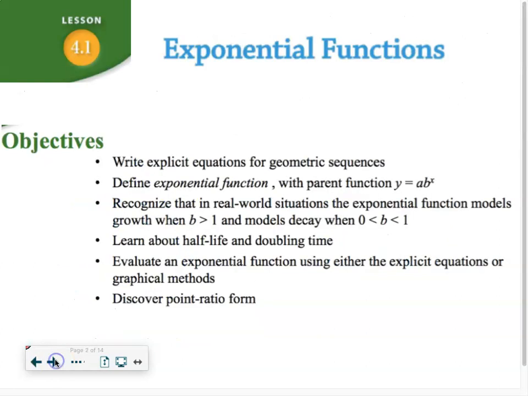All right. So today we're doing section 4.1, which is on exponential functions. We're going to learn what the basic parent function is. We're going to learn how to transform them a little bit. We're going to learn growth and decay, and we're going to do a little bit of modeling. Oh, and we're going to learn point ratio form. Okay.